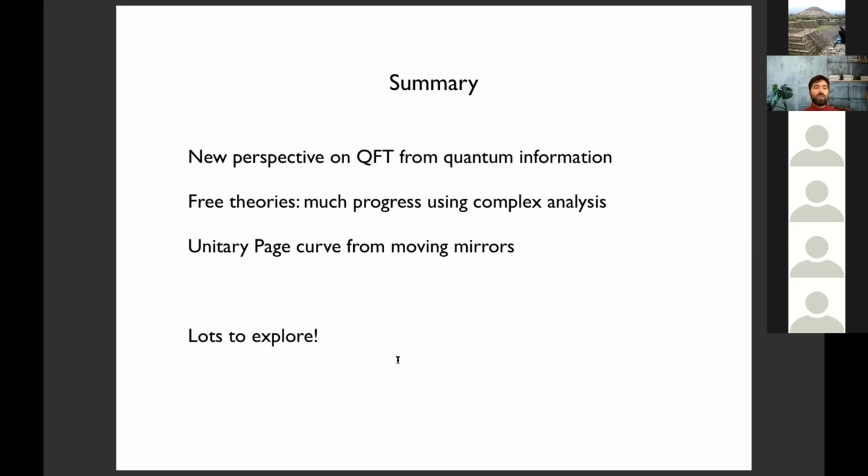Okay, so just to summarize, there's a lot of new perspectives and insights that you can gain by looking at quantum field theory from this more quantum information point of view. Then I told you how for free theories, it's amazing how much progress you can do by using these complex analysis tools. And finally, I highlighted this thing that you can actually study unitary Page curves from these moving mirrors in flat space. So there's a lot to explore.